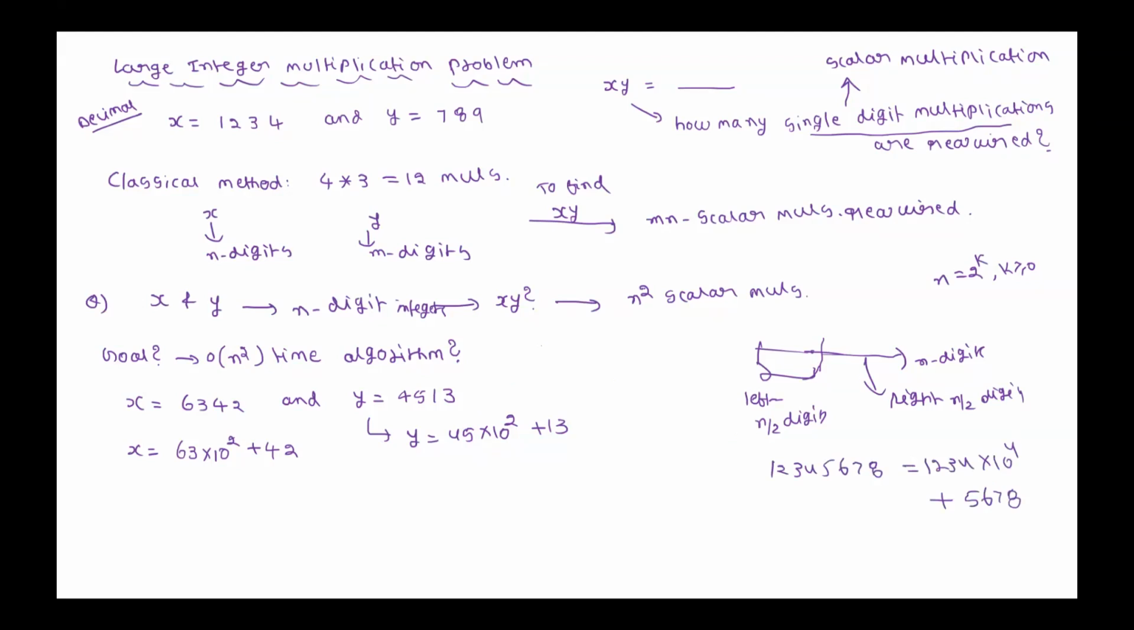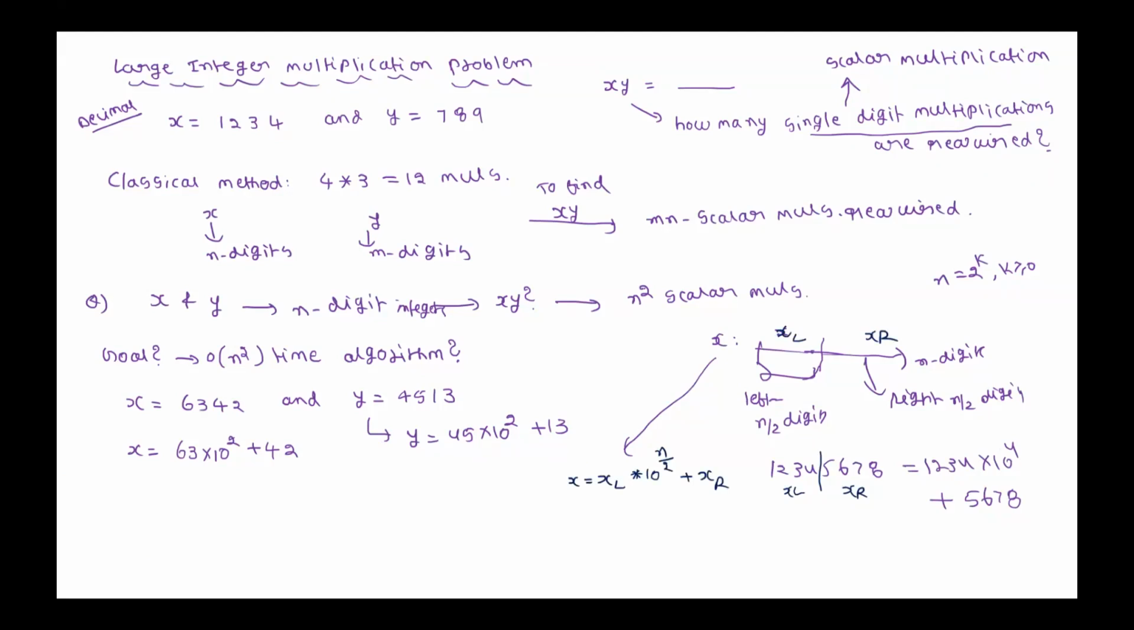Yes, sir. Okay. In general, if we are given a number which contains n digits, then is it possible to write x as this left part, which I call XL, and right part, which we call XR? Here XL is 1234, XR is 5678. Now can we say that X is same as XL into 10 power n by 2 plus XR? Is that correct?